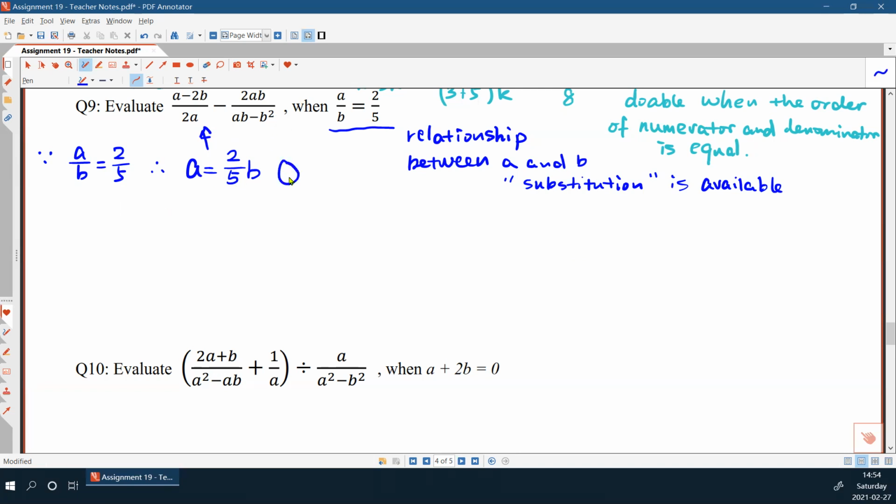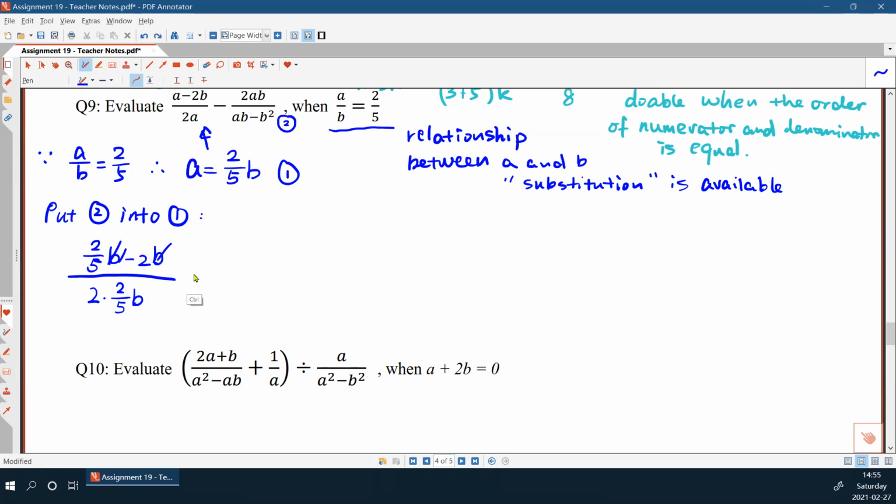So let's say this expression is 1. This expression is 2. If we put 2 into 1, what will we get? A minus 2b is actually 2/5b, right? Minus 2b over 2a. 2a is actually 2 times 2/5b, right? And now you can see that you can cancel a b here, which leaves you only a number.